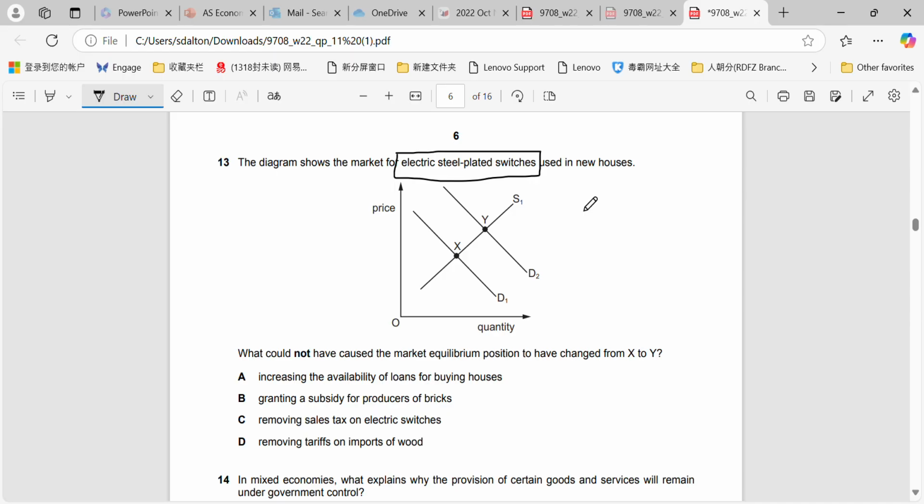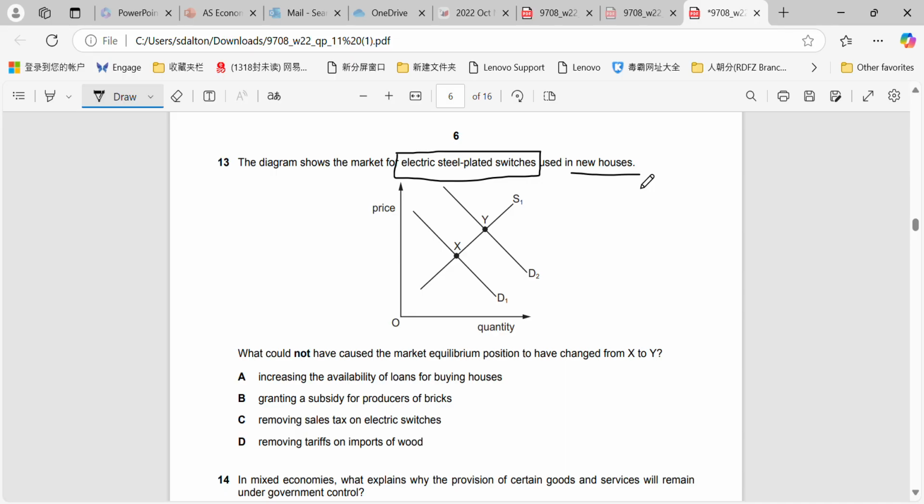Diagram shows the market for electric steel-plated switches used in new houses. What could not have caused the market equilibrium position to have changed from X to Y? Okay, so the first thing to remember here is that the market for electric steel-plated switches essentially is dictated by the market for new houses.